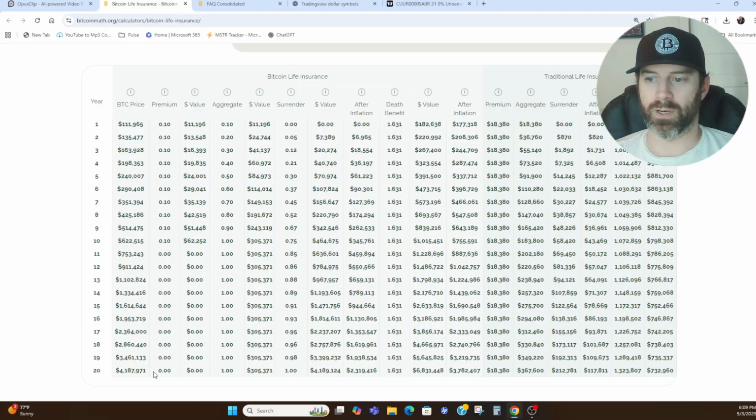And if one whole Bitcoin is worth $4.18 million, after accounting for inflation, 3% per year for 20 years, well, that $4.1 million in Bitcoin value buys you roughly $2.3 million worth of stuff. Now, comparatively, we have an estimated surrender value of $212,000 on the TradFi policy, which after 20 years only buys me $117,000 worth of stuff. A dramatic difference.